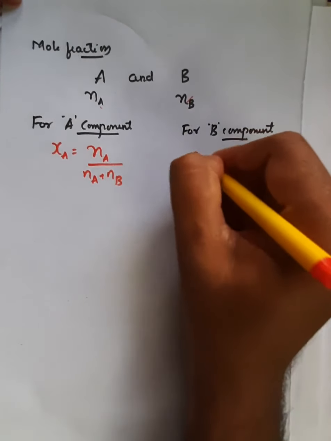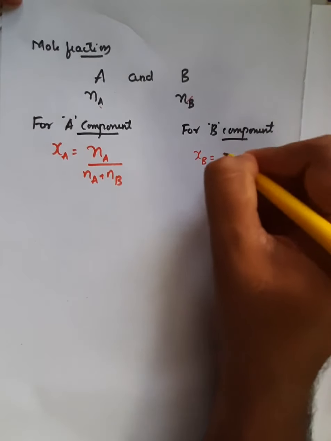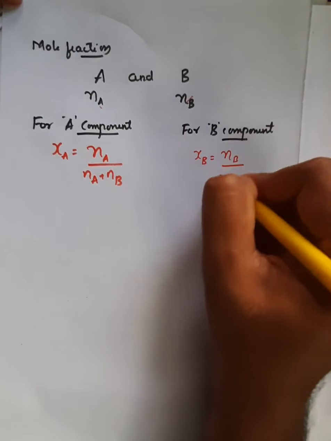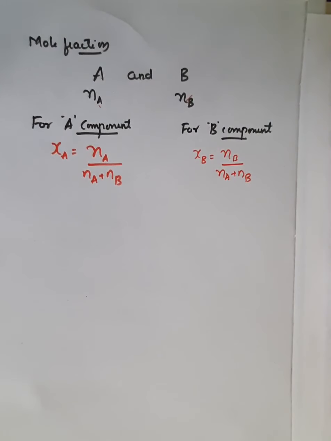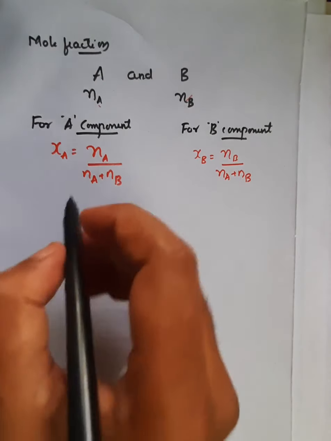So xB is equal to nB divided by nA plus nB, right? This is the mole fraction: the number of moles of each component goes on adding in the denominator.